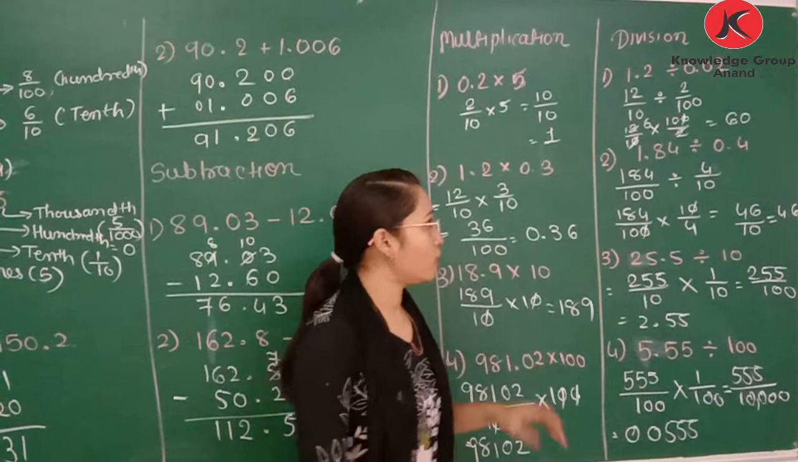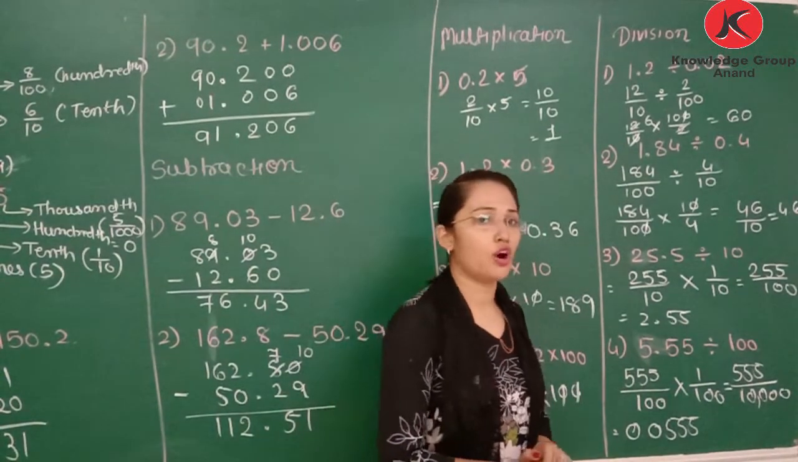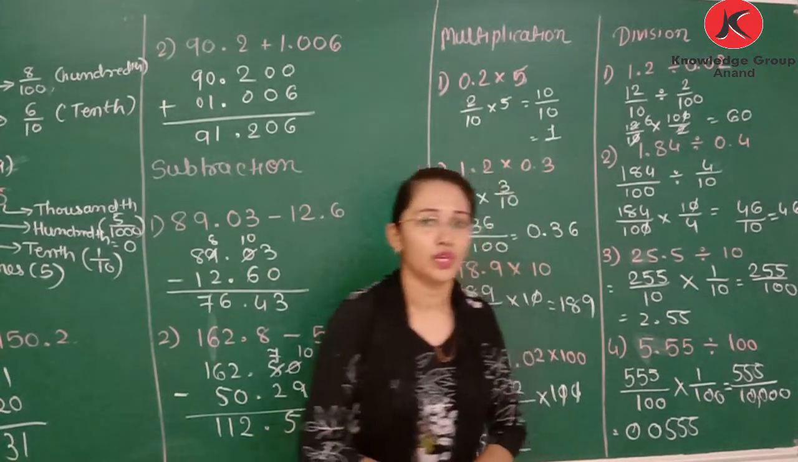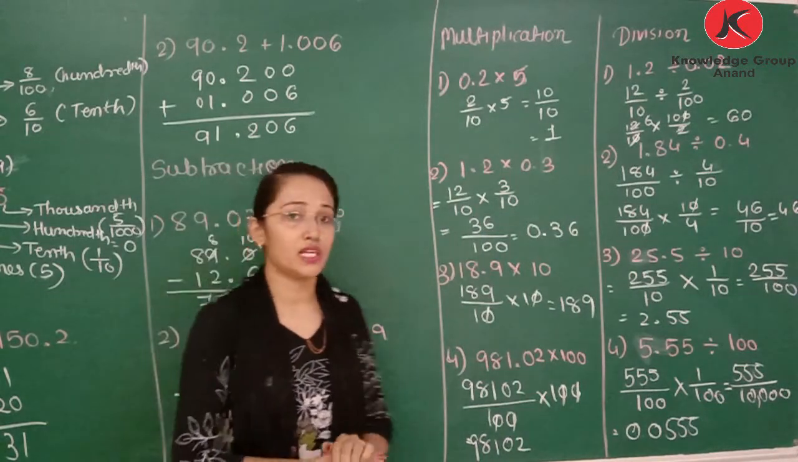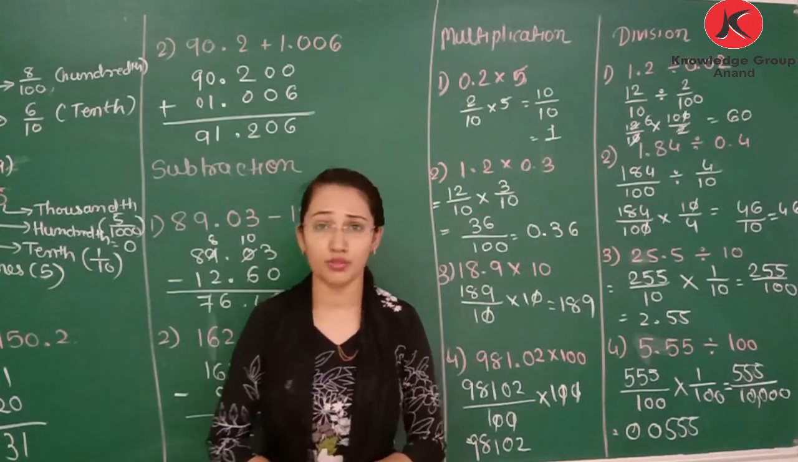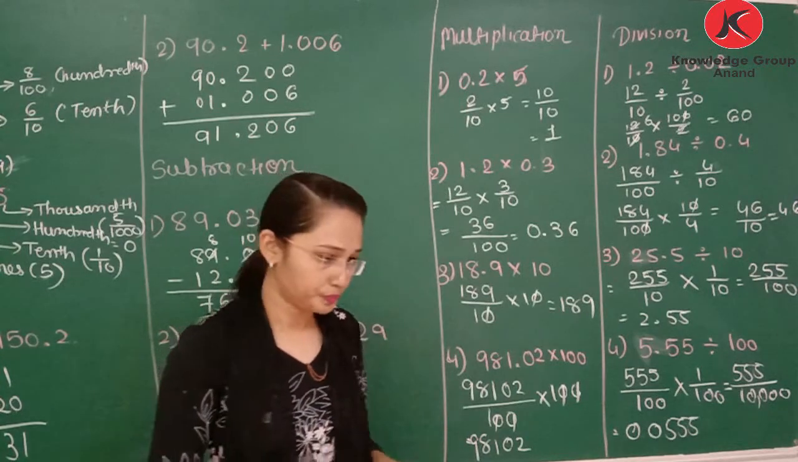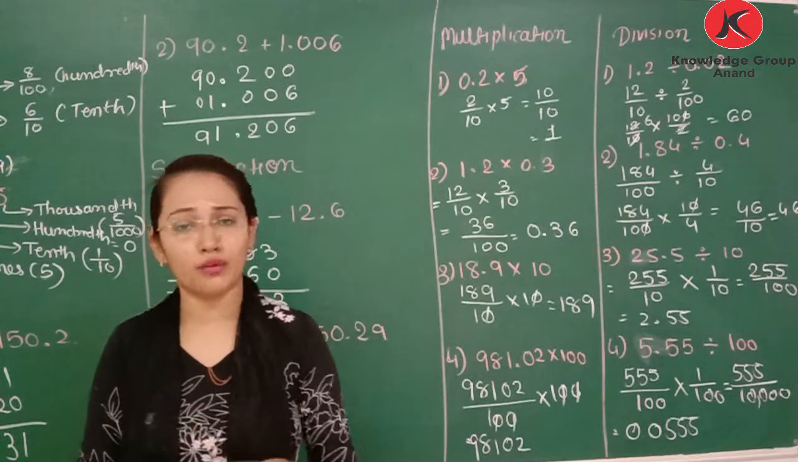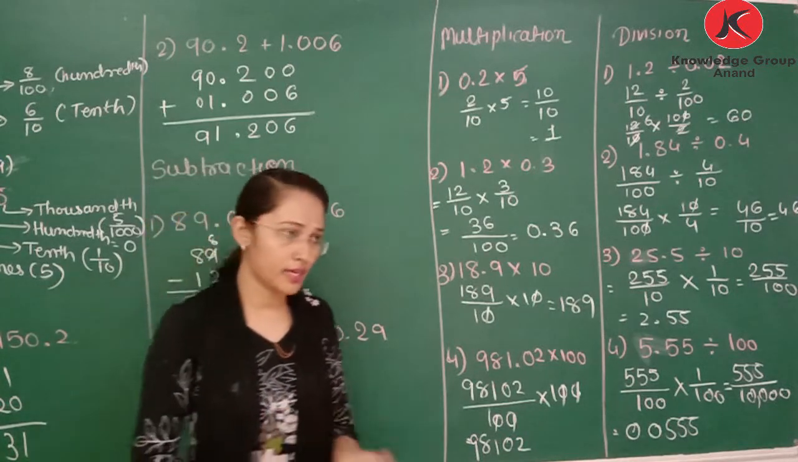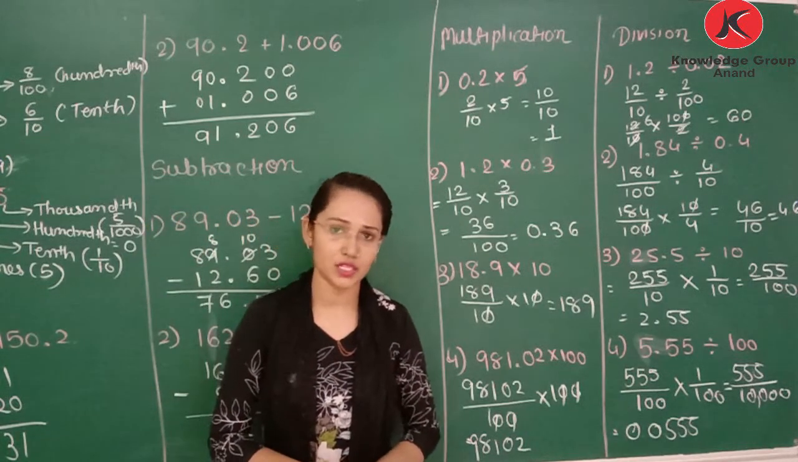0.0555. This way you can perform the division of decimal numbers. Now in next video we will start chapter number 4, that is simple equation. Chapter number 3 is about graph and mode median, that we will learn later. In next video we will start chapter number 4, that is simple equation.